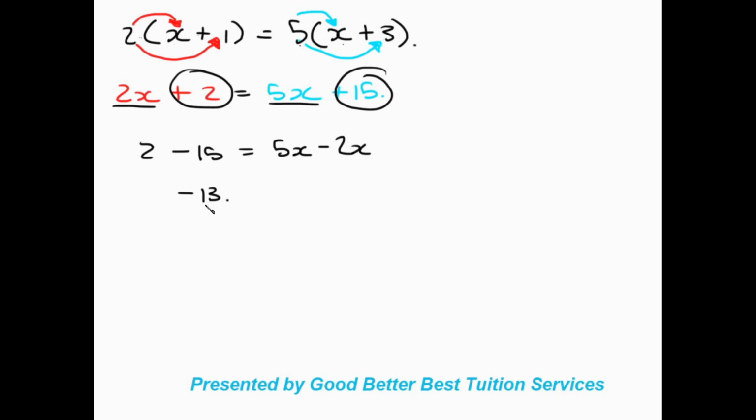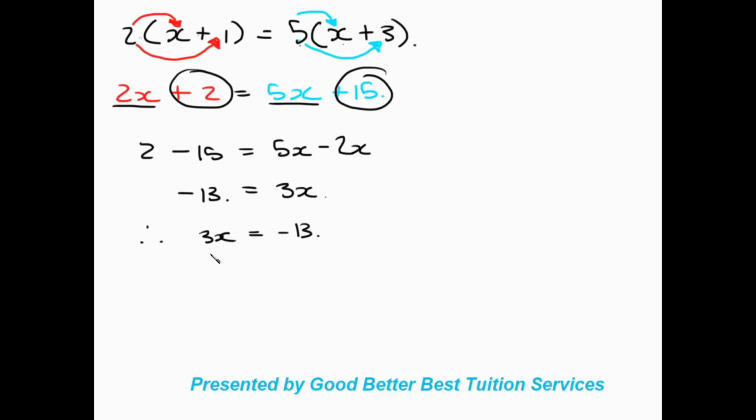Cool. Or the way we could look at it is negative 15 plus 2 to make it a bit easier on us. And then 5x minus 2x, we get 3x. Cool. So we can just switch the sides quickly. So therefore 3x is equal to negative 13. So we can work it out a bit simpler.